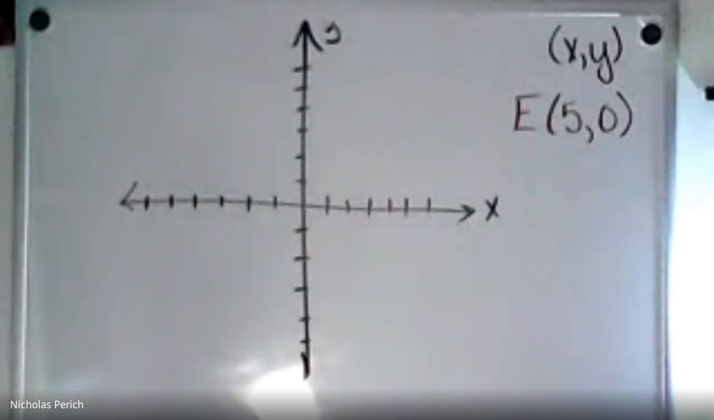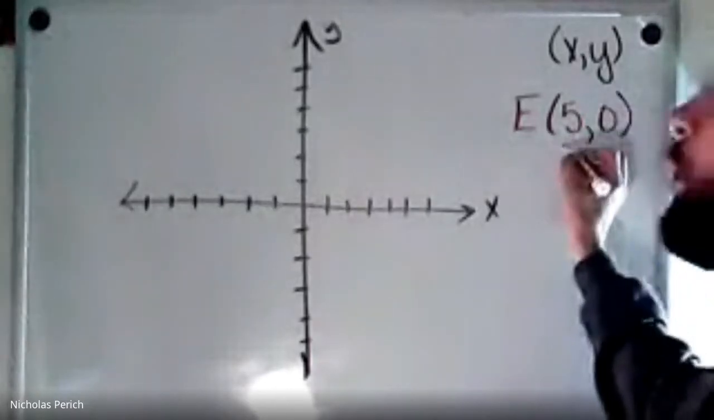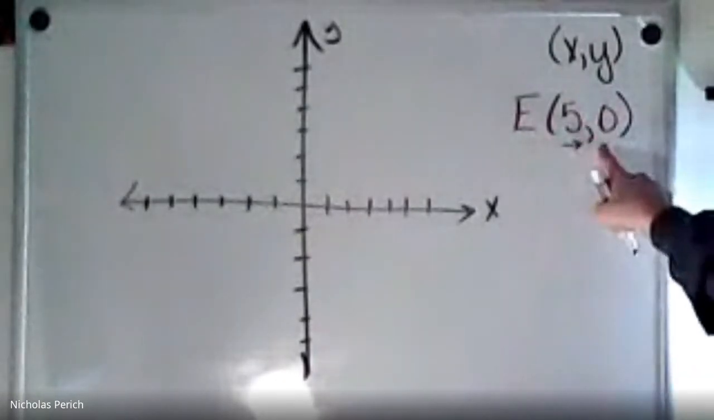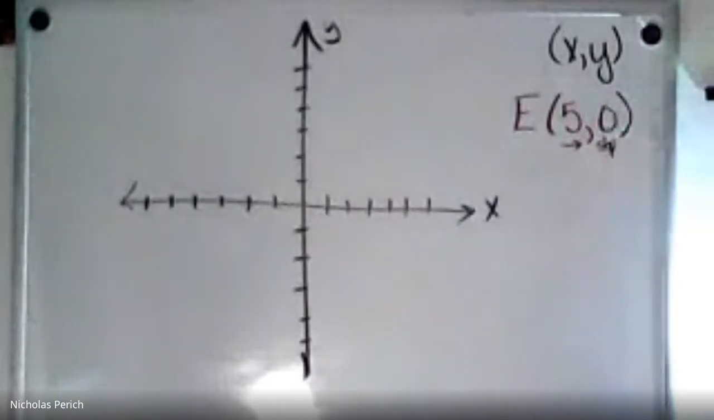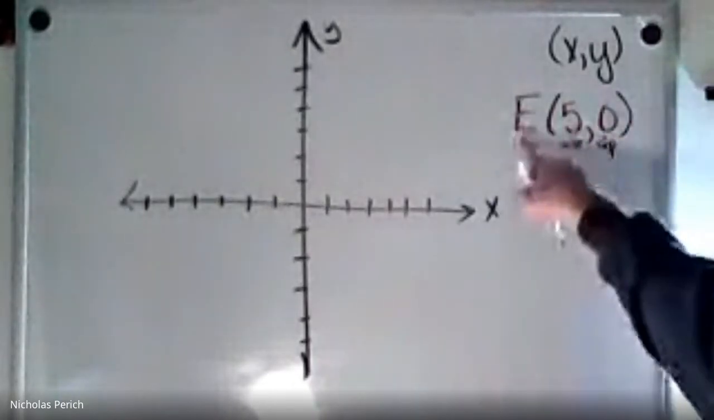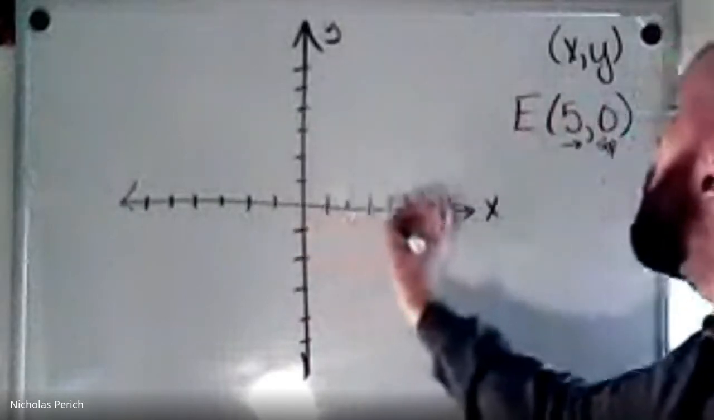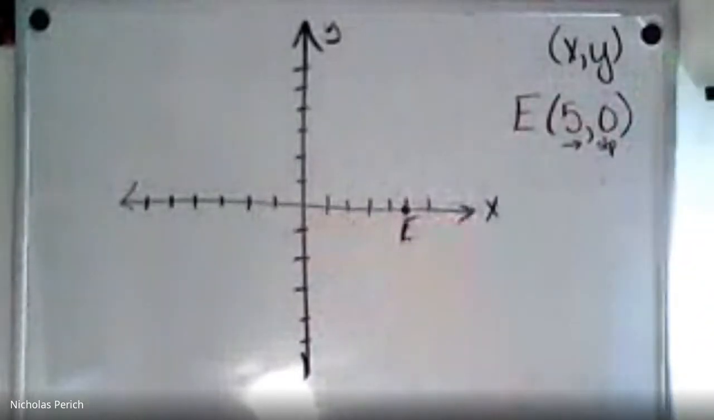I've never seen a 0 before. Well, this is the positive X value, which means I go right 5 spaces. And then that's a 0, which means I don't move. So the point (5, 0) means I go right 1, 2, 3, 4, 5, put a dot on the line, don't move, call it E. That 0 for Y means I don't move up or down.